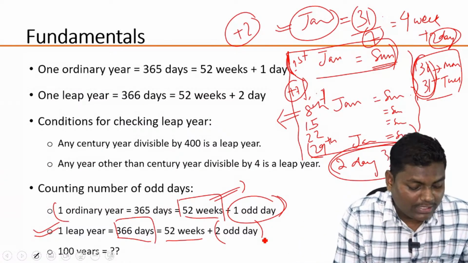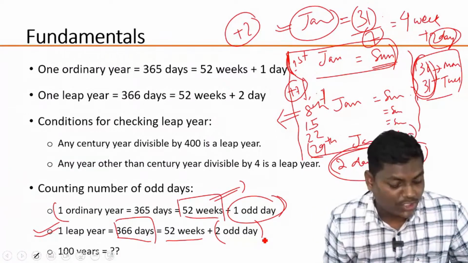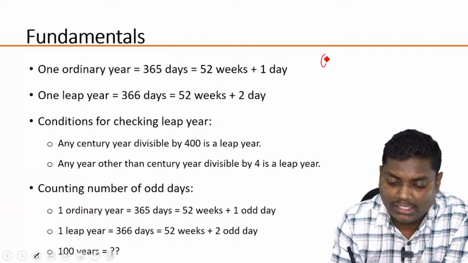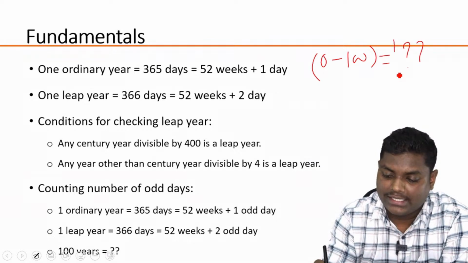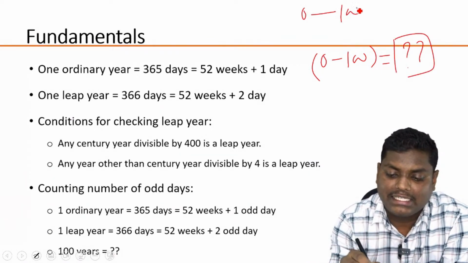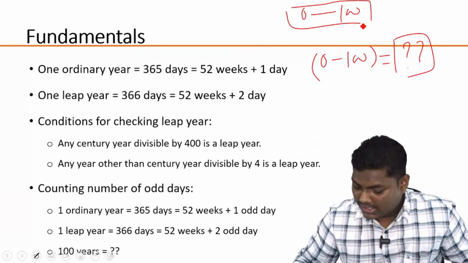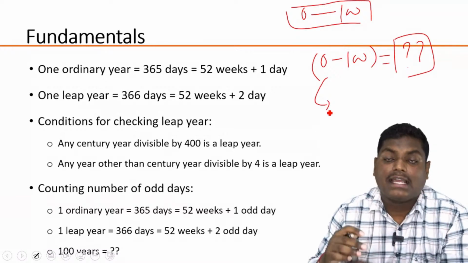Now let's say the question is asked: what is the number of odd days in 0 to 100 years? Let's say our calendar is starting from 0 and we are seeing till the 100th year. So I'll clarify this and explain it.